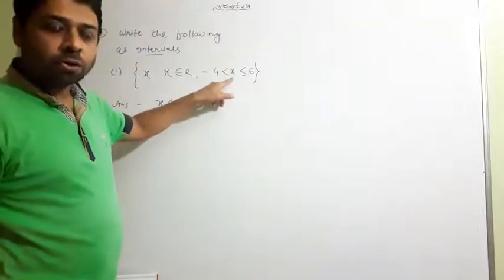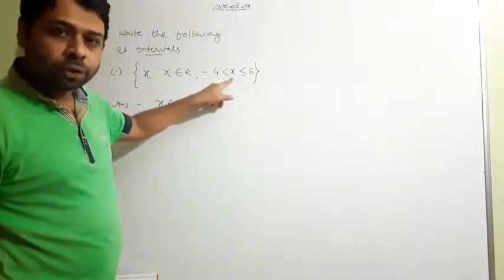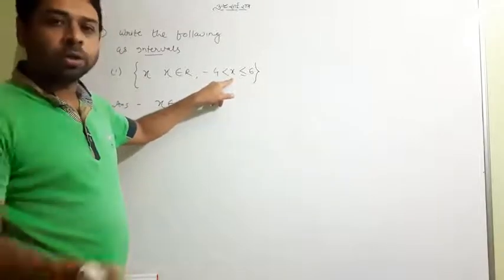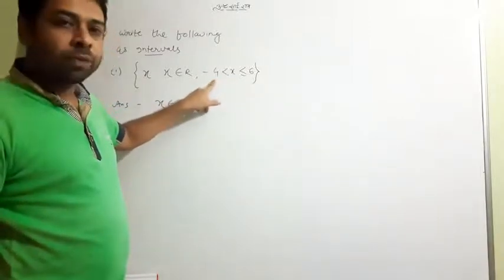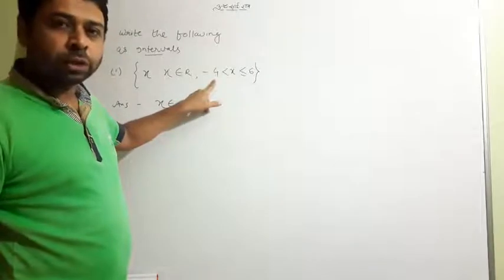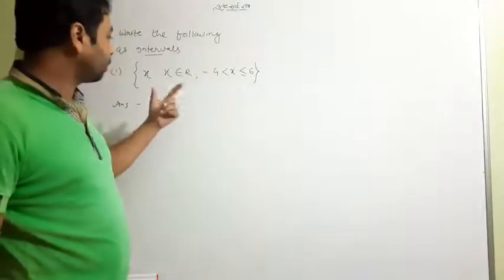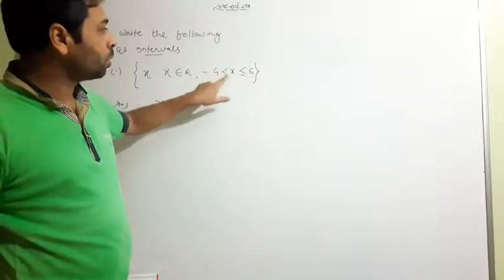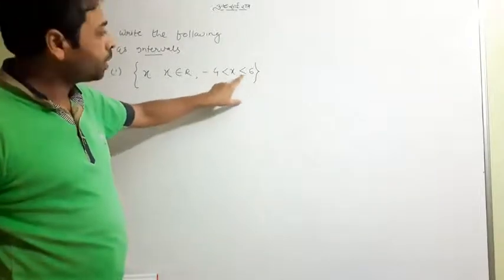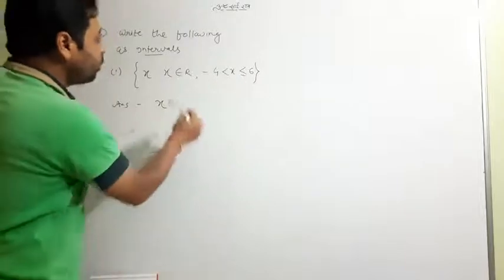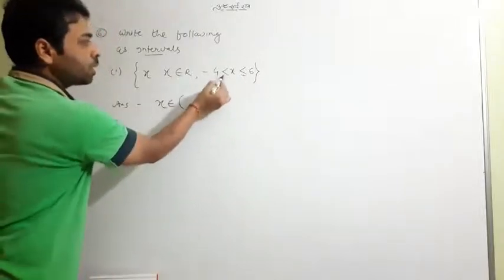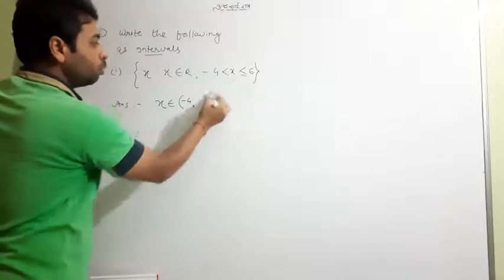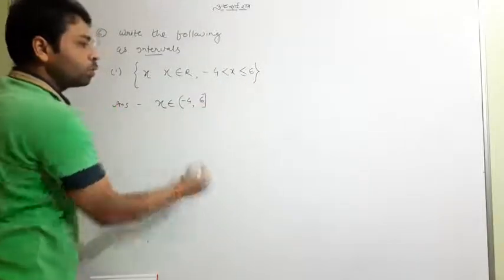I had taught the intervals, how to represent the intervals on the number line and so on. This is one of the representations of showing the interval. We want to write it in interval form. -4 less than x means it is an open interval at -4, and it is a closed interval at 6, because it is definitely equal to 6.